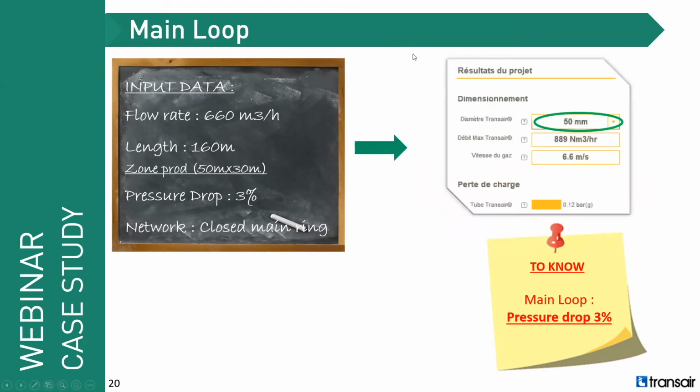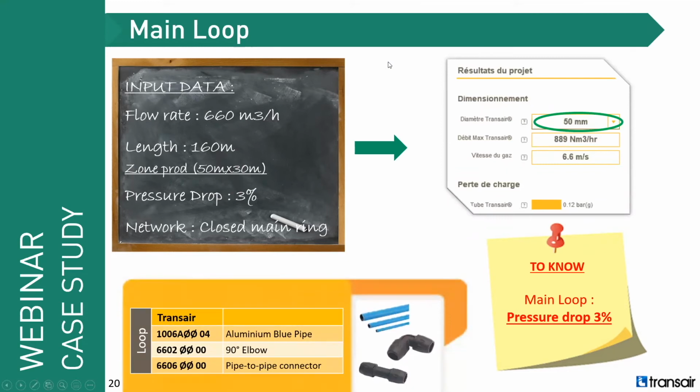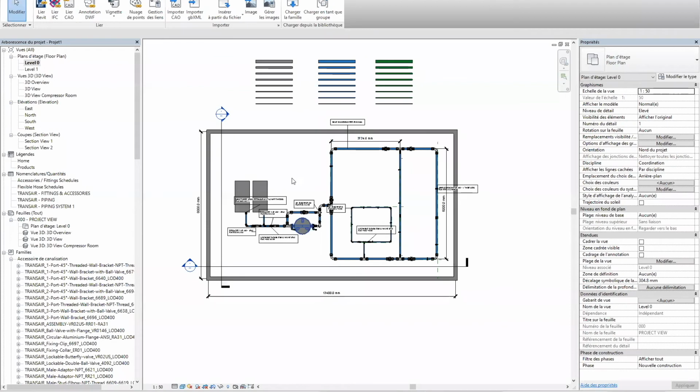So we go with diameter 50 millimeter. Now to draw it inside Revit, I'm going to introduce you to the pieces we're going to use. We're going to need some piping, obviously, elbows for the corner, and I'm also going to show you how to use a pipe-to-pipe connector.